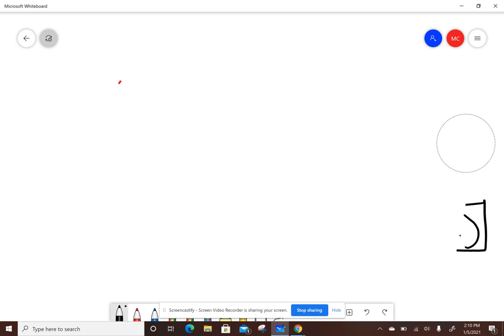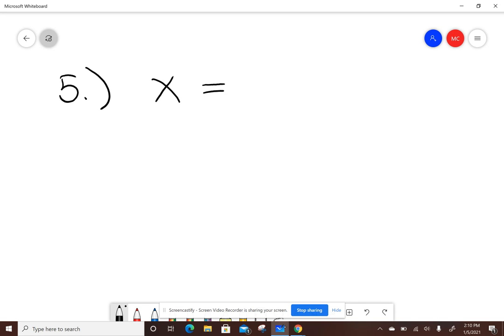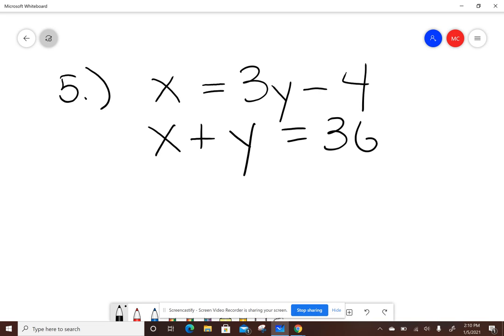Okay, so now the final problem is a word problem. And it says one number, so let one number be x, is 4 less than 3 times another. So x equals 3y minus 4. The sum of the two numbers, my two numbers are x plus y, equals 36.